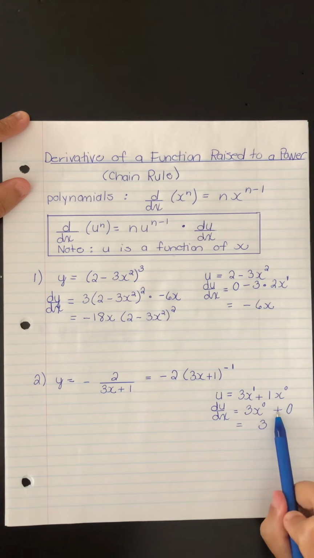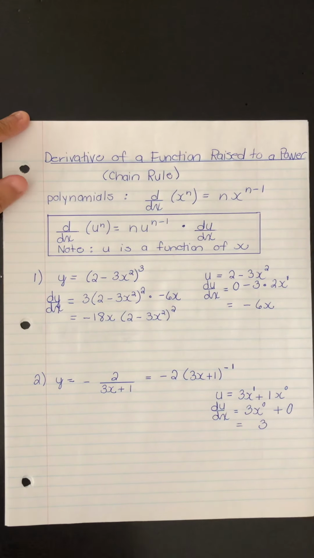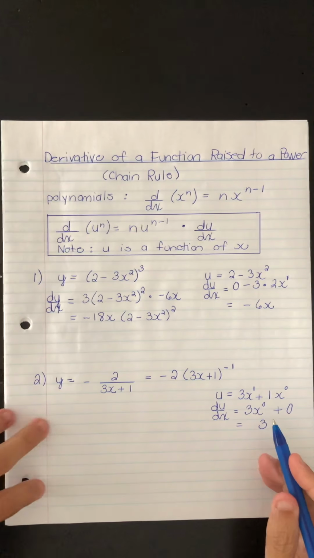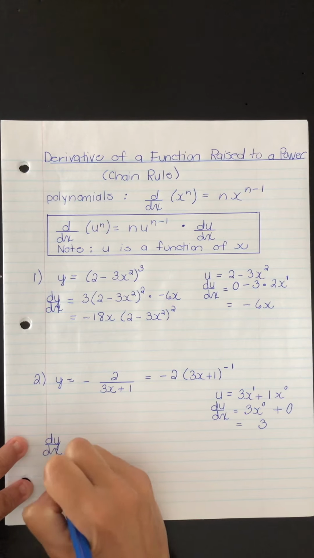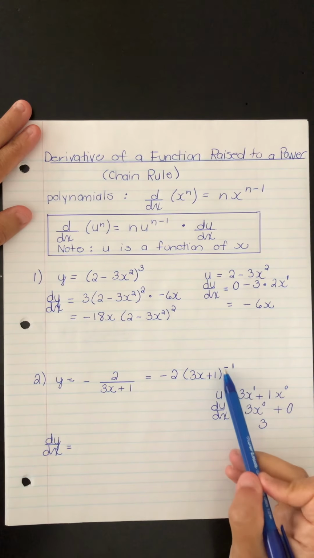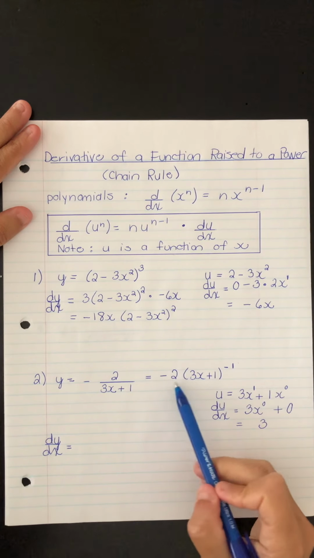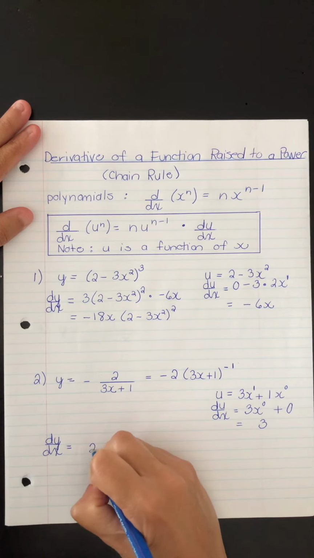3 times 1 plus 0. Okay, so the derivative of the inside of the bracket is 3. So the derivative of the function y with respect to x would look like this. The negative 1 comes forward and multiplies by the negative 2. So now we will have positive 2.